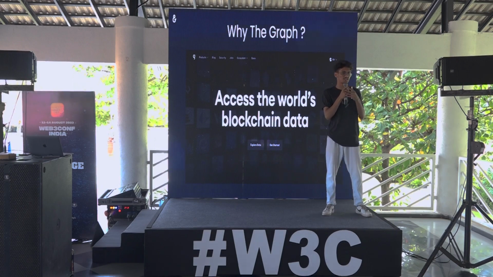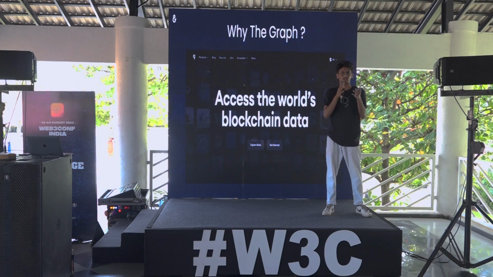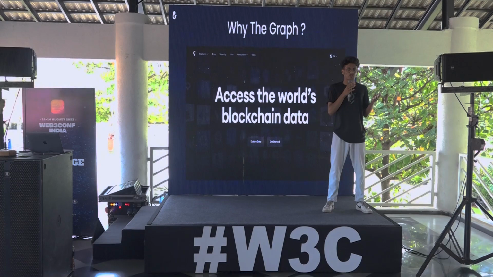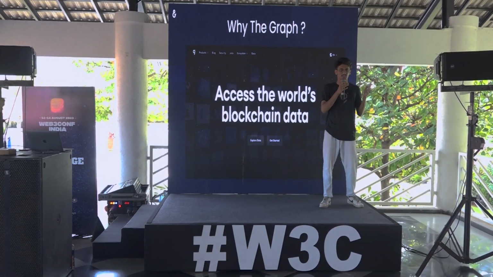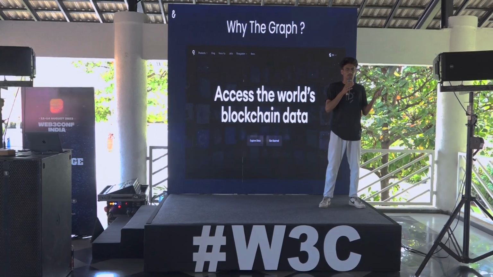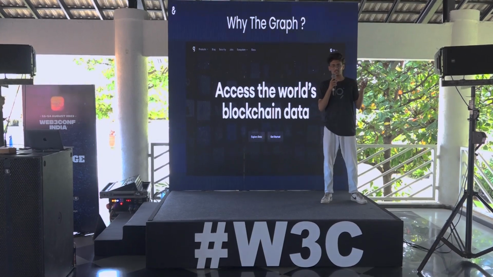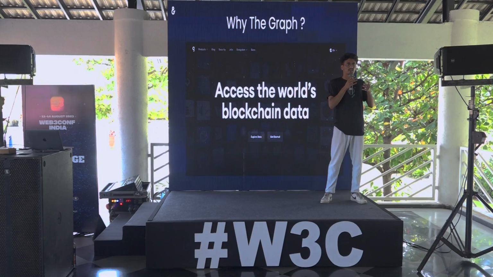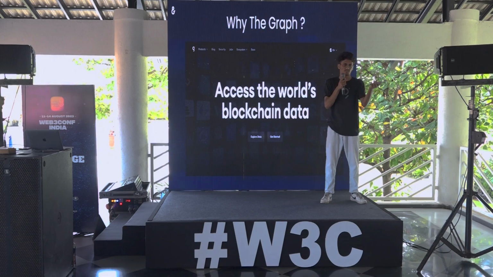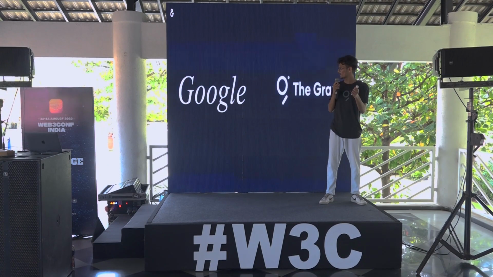So I'll tell you why the Graph exists. As you know, the blockchain data is scattered all around the world and the blockchain. So there's not a structured way to store that data. That's why the Graph protocol exists in the first place. As you can see on the tagline itself, it says access the world's blockchain data. So what do we mean by that? As we know, there are a lot of blockchains and the future is definitely going to be multi-chain. So we want some mechanism to get that data indexed and query that data for better user experience and user interface. That's why the Graph exists in the first place.